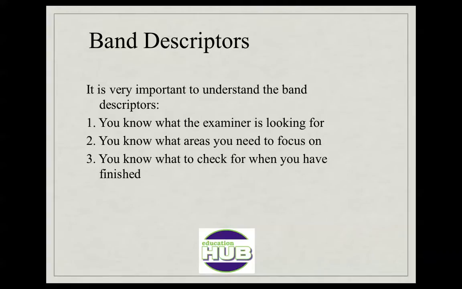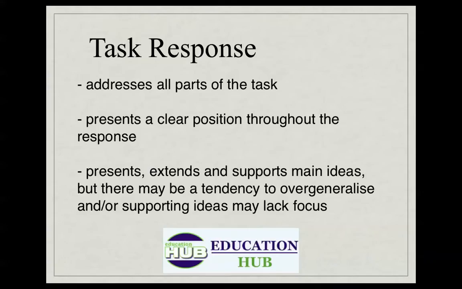Number two, you know what areas you need to focus on. By understanding the 4 band descriptors, you can have a very clear understanding of how your essay is graded and the things that you need to include to get the band score that you're looking for. Number 3, you know what to check for when you have finished. I generally tell my students to leave between 5 and 1 minute to have a quick read through their essay, not just for grammatical mistakes, but to look for things that are included in the band descriptors, which we're going to talk about now.